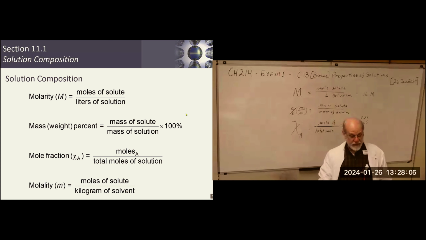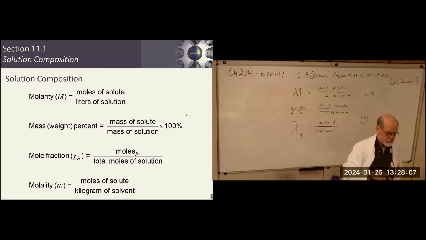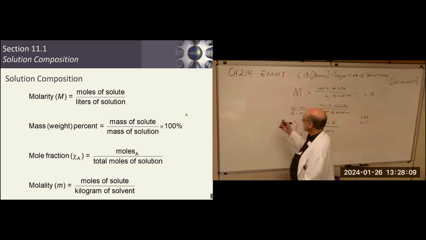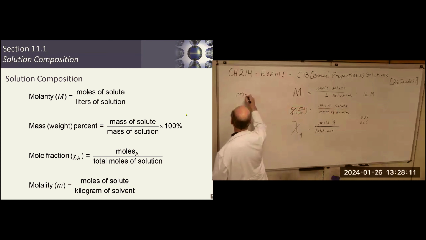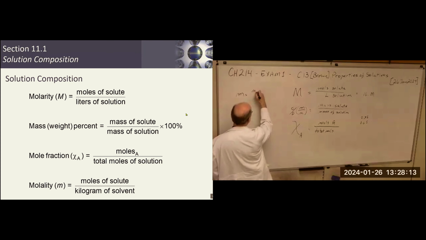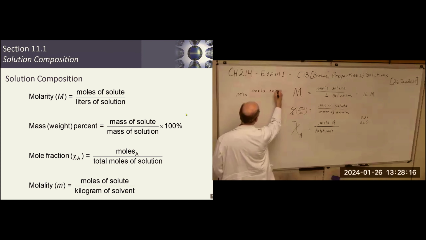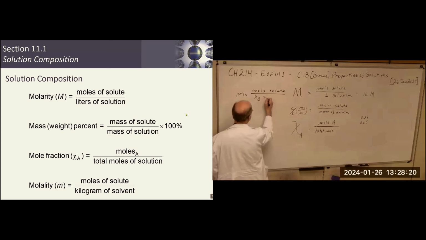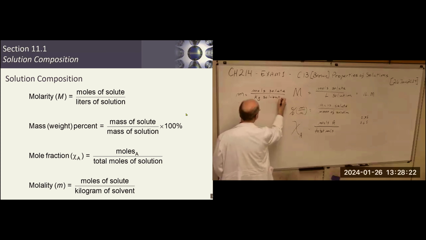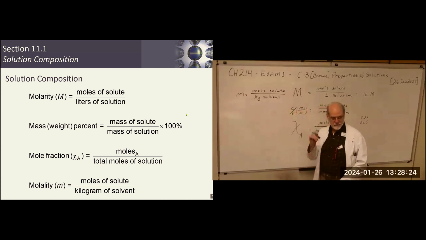So it has to add up to 1. Molality, that's the one we're going to use next week with this procedure. Molality is a little m. And that means moles of solute per kilogram of solvent. That's what we're going to use for our lab? Yeah, that's the one for our lab.